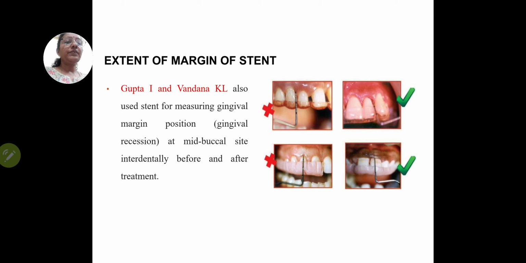The extent of the margin differs in different kinds of stents. When we are targeting the papillae, we extend the stent a little beyond the 1/3, and when we are concerned with the marginal gingiva, we extend it to the 1/3 on the facial or the buccal surfaces.